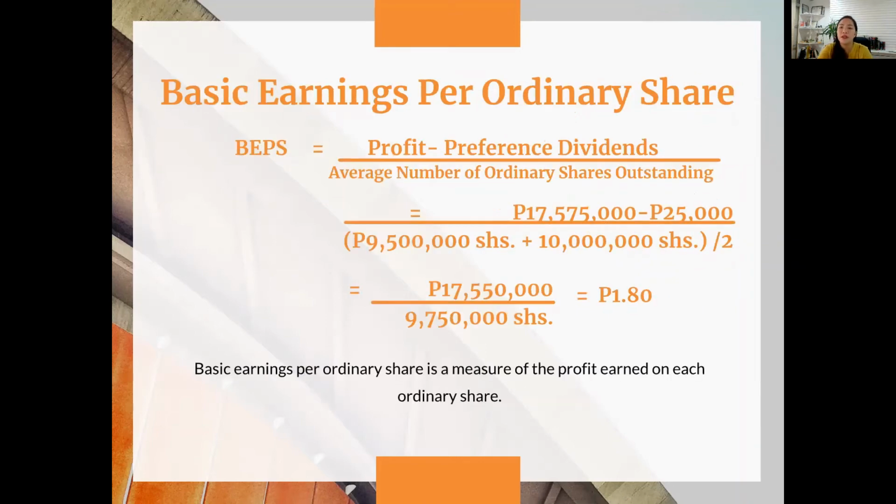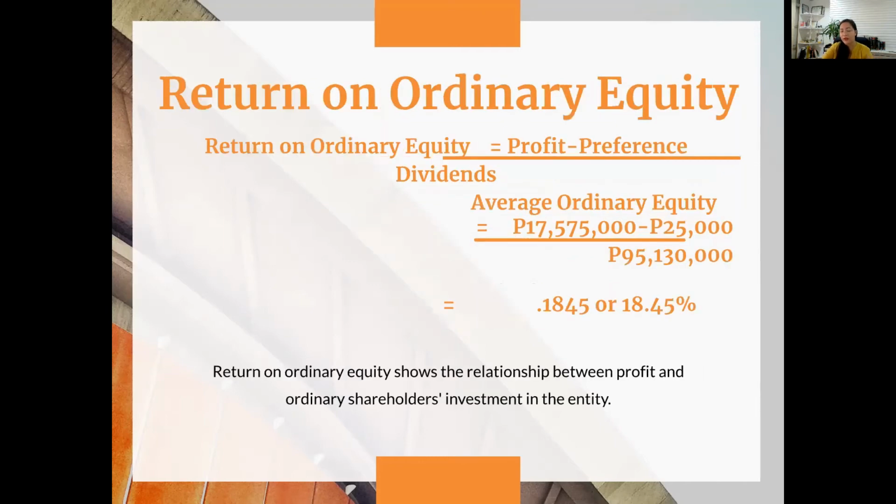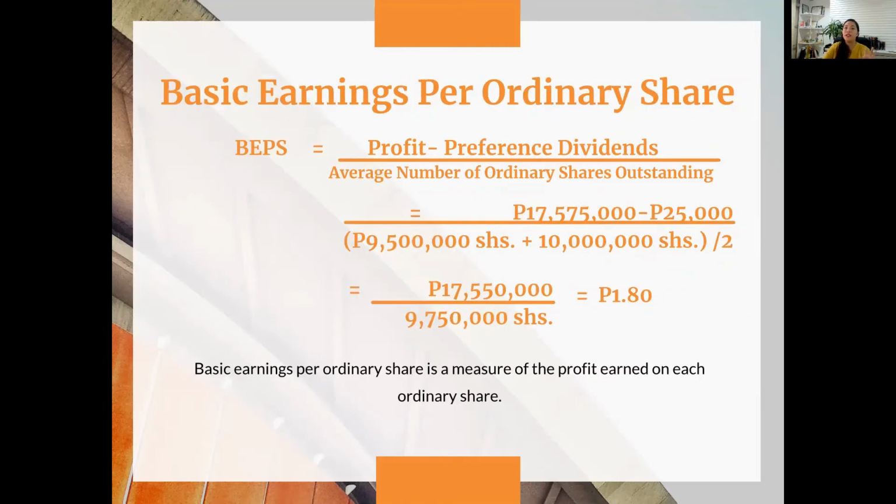Okay, so basic earnings per ordinary share: profit less the preference dividends over the average number of ordinary shares outstanding. We calculated return on ordinary equity, that's the income over ordinary equity. Here is the earnings per ordinary share, which is measured per share. The same profit minus preference dividends, but here it's divided by the average number of ordinary shares outstanding, that is beginning plus ending divided by 2.